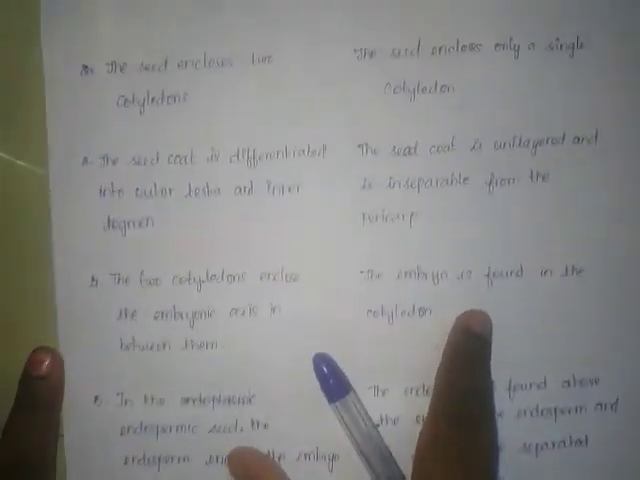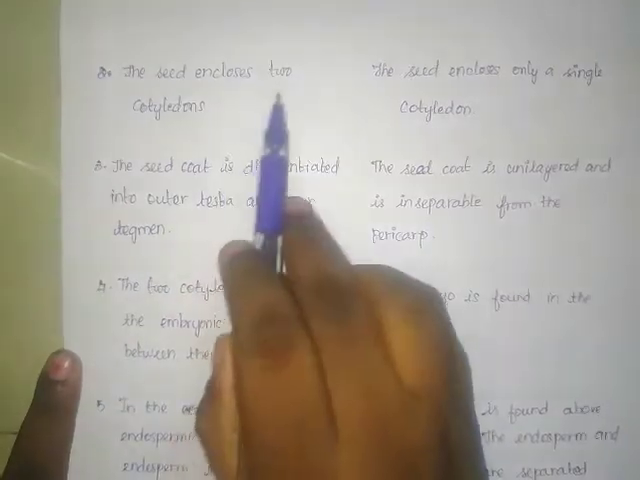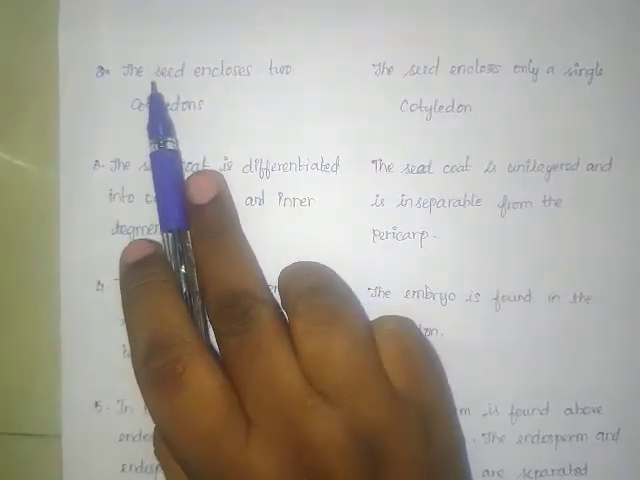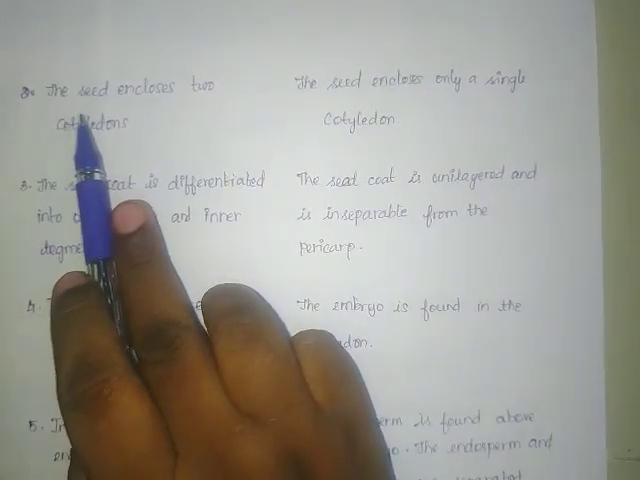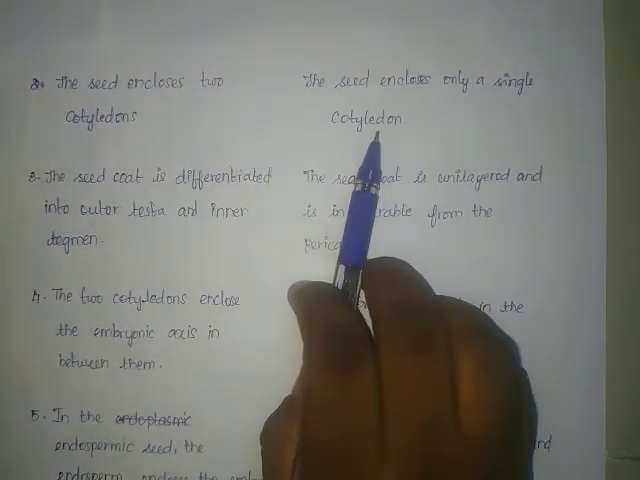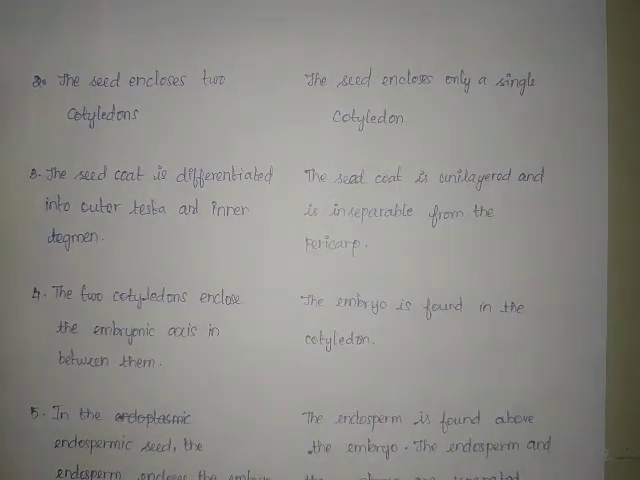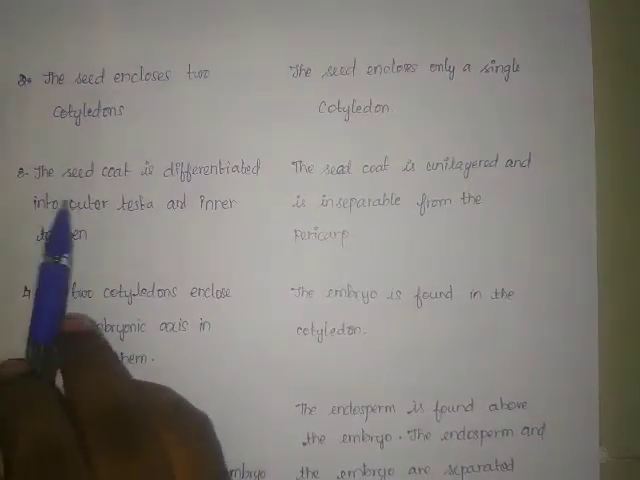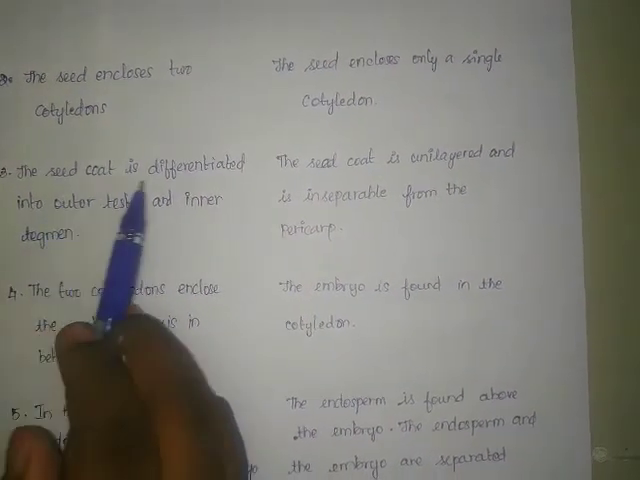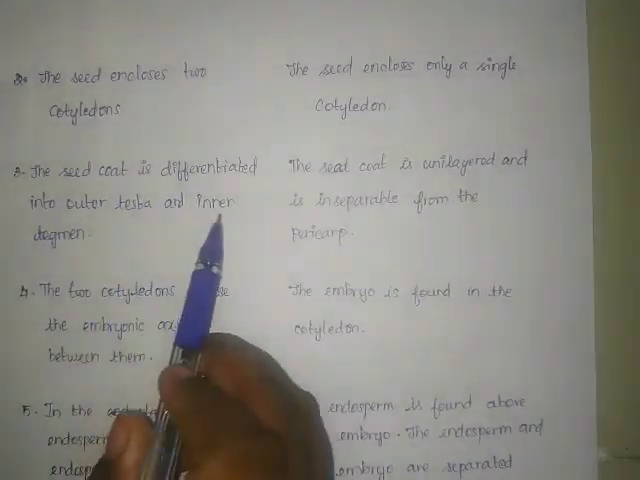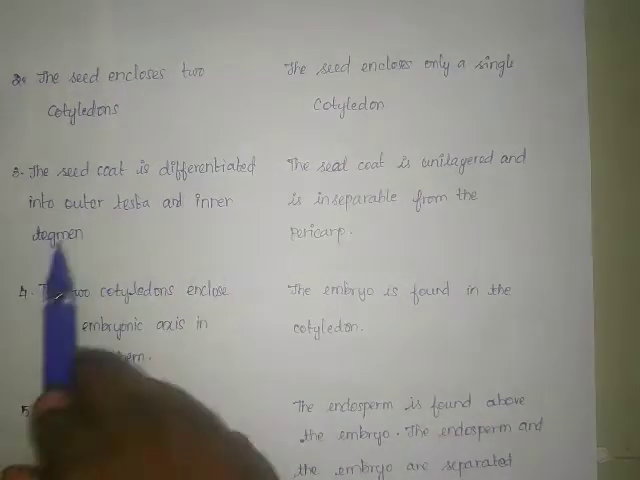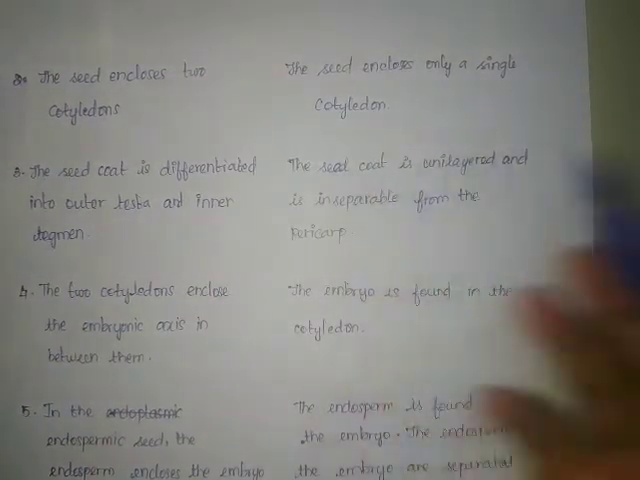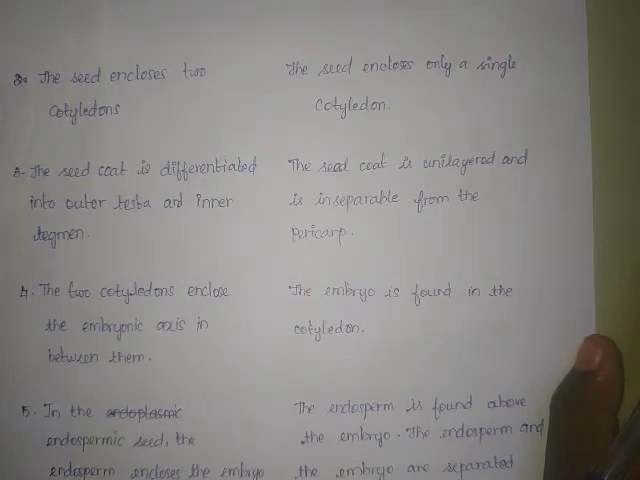Next, second point is, in dicot the seed encloses two cotyledons. In monocot, the seed encloses only a single cotyledon. Next, third one, in dicot the seed coat is differentiated into outer testa and inner tegmen. Here, in monocot, the seed coat is unilayered and is inseparable from the pericarp.